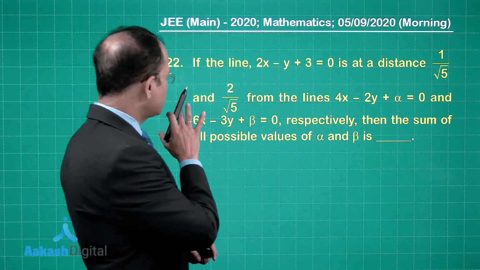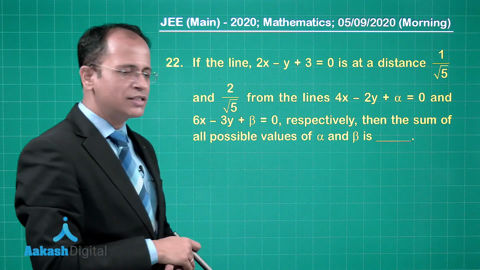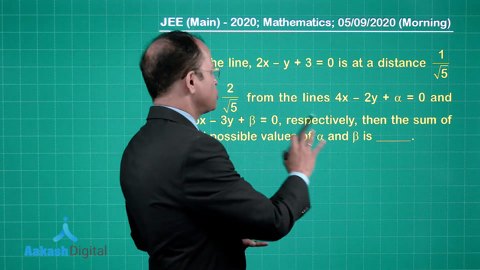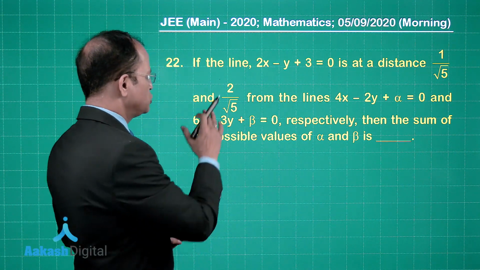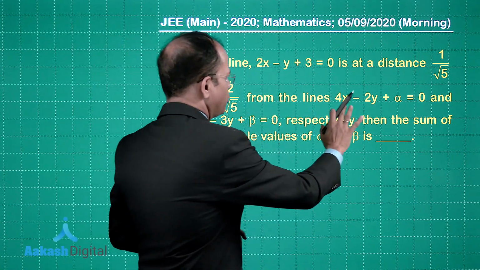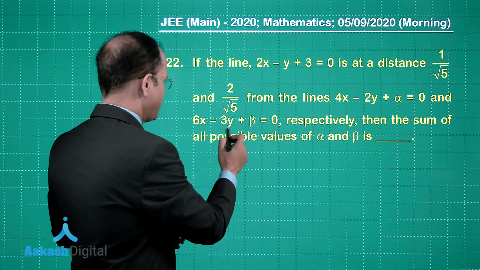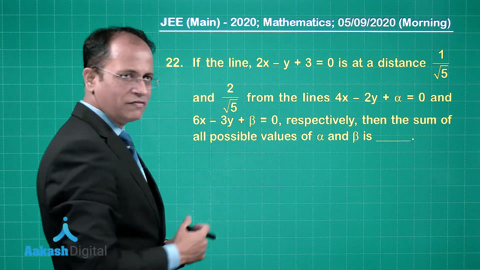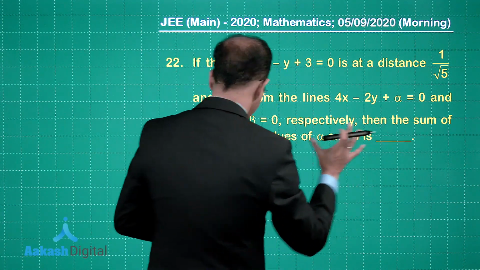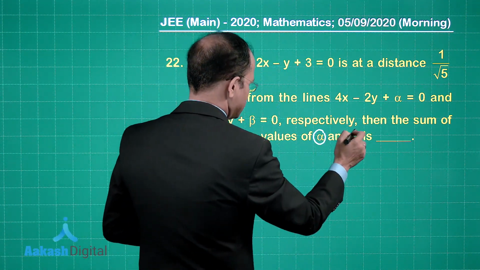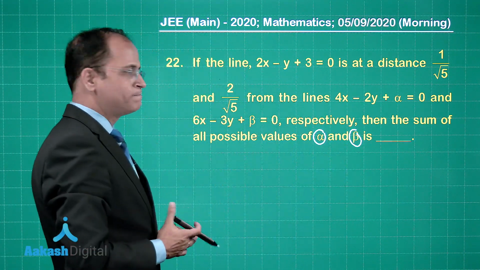If I talk about the next problem, that is, if the line 2x minus y plus 3 is equal to 0 is at a distance of 1 by root 5 and 2 by root 5 from the lines 4x minus 2y plus alpha is equal to 0 and 3x minus 3y plus beta is equal to 0 respectively, then find the sum of all possible values of alpha and beta. Again, this is a very interesting thing. So just have a look at this part.